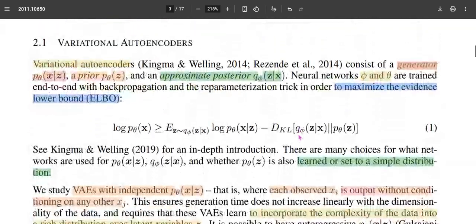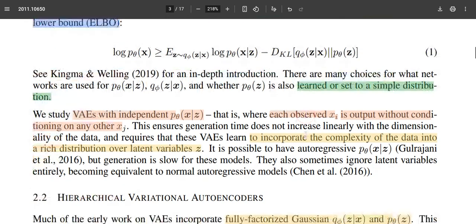So this is the overall brief overview of a variational autoencoder, which has a generator, a prior, and an approximator. The approximator and prior are parameterized, and can be trained using optimization to maximize the evidence lower bound, which is described in equation one.